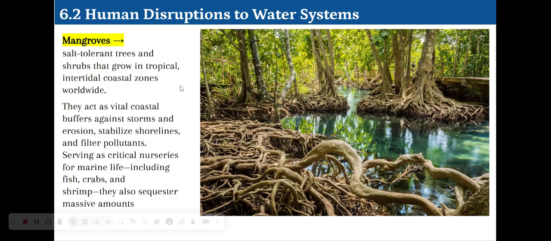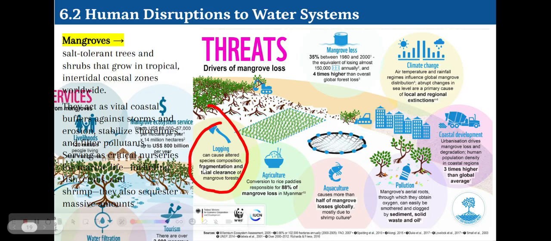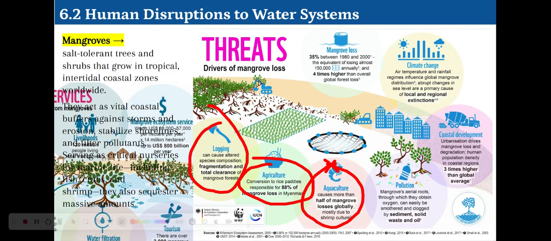These are some of the threats. So, logging, which again, is deforestation. This causes habitat fragmentation. We're going to have increased erosion. We're going to lose our mangroves, because they are being removed so we can plant aquaculture farms, which we'll talk about in a little bit. They're being removed so we can have agricultural farms like rice paddies. Coastal development is the big one. We want to remove these so that we can build coastal cities. So these are such incredibly important areas that we are destroying, unfortunately.